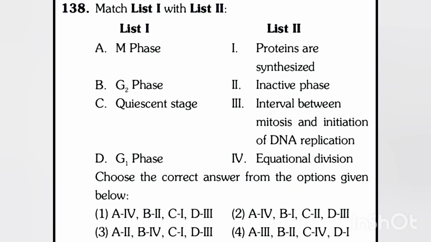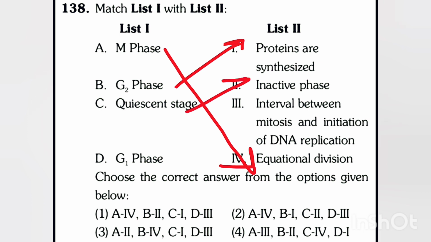Match list 1 with list 2. M phase, equational division. G2 phase, proteins are synthesized. Quiescent stage, inactive stage. G1 phase, interval between mitosis and initiation of DNA replication.